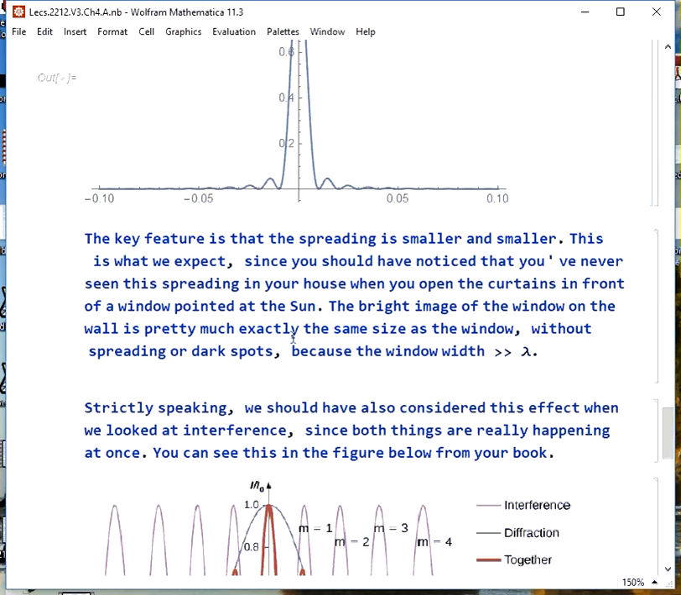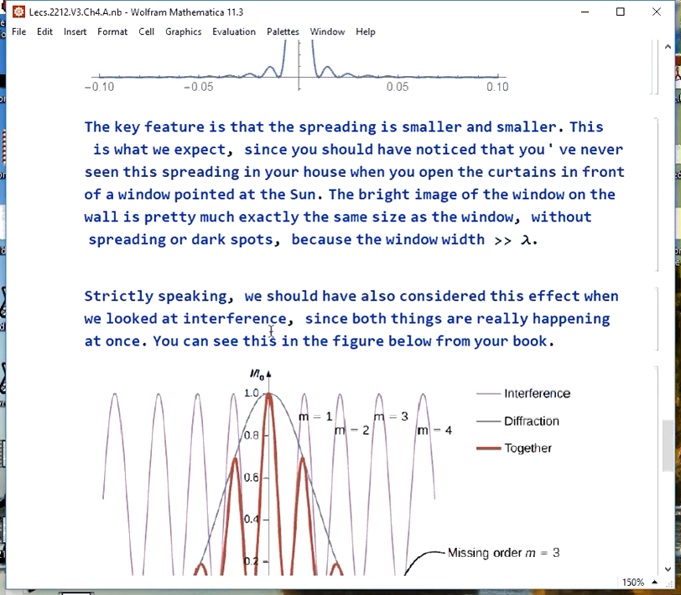That's the big deal. This is what you should have seen in your house if you've ever opened the curtain in front of a window facing the sun and then you look at the wall opposite the window. You see a bright image of the window on the wall, and it's pretty much the same size as the window. It doesn't spread out and you don't have dark spots around it. And the reason is the window width is very large compared to lambda.